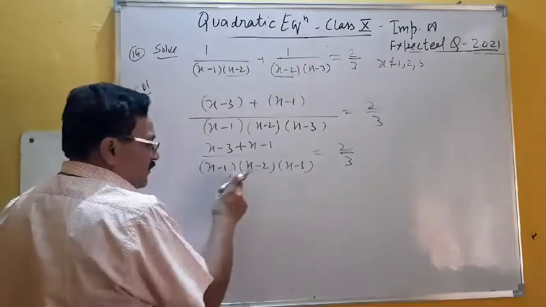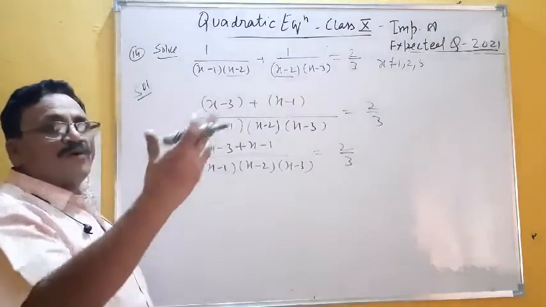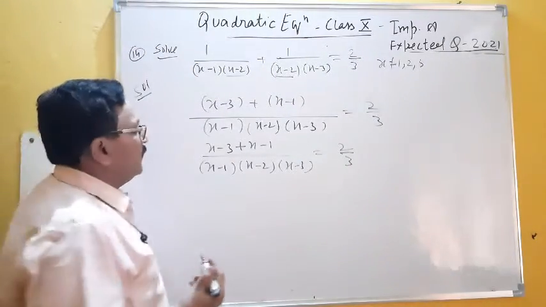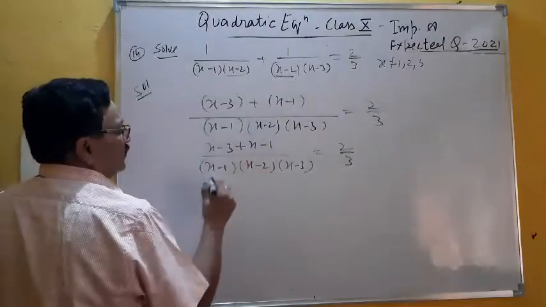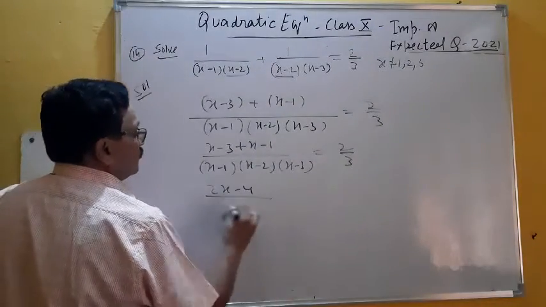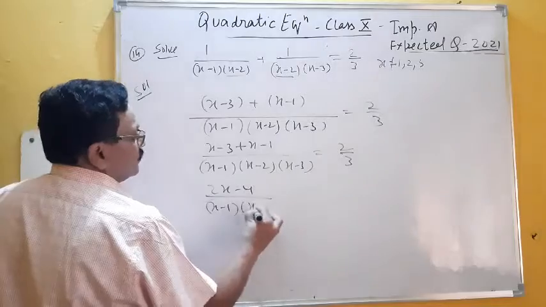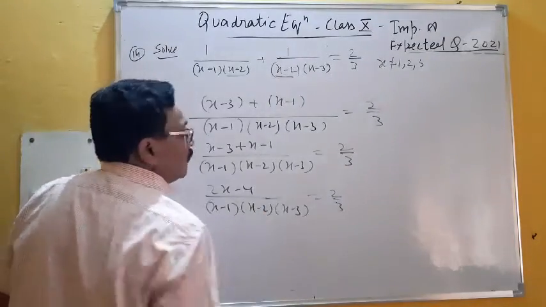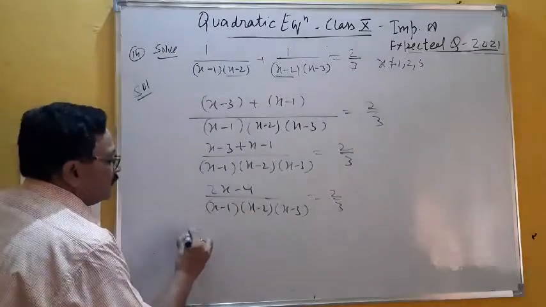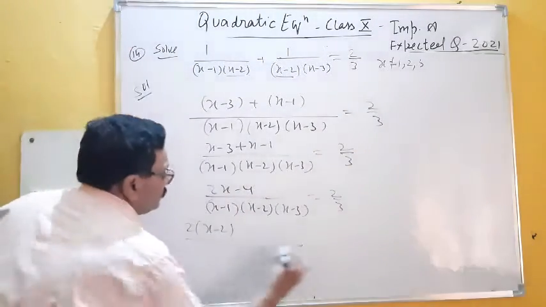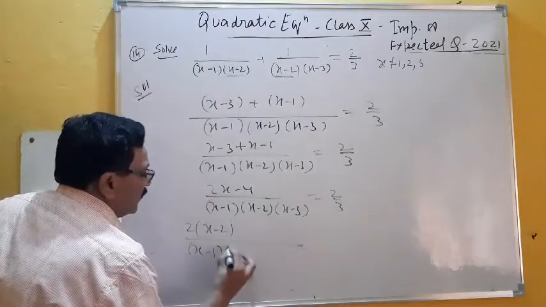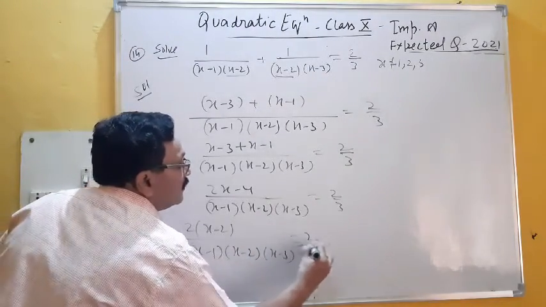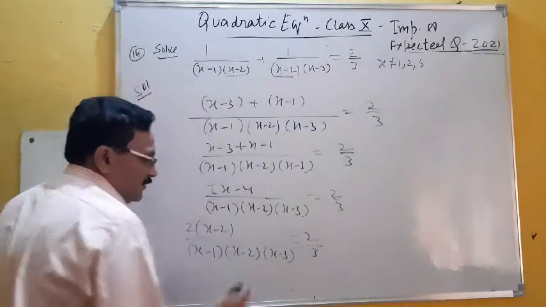Because if you multiply these three brackets, you get a cube form. But you cannot solve cube forms because you are following the quadratic formula. So now see what will happen. Here you get 2x minus 4 over x minus 1, x minus 2, x minus 3, equal to 2 upon 3. Here you take 2 common: 2 times x minus 2 over x minus 1, x minus 2, x minus 3, equal to 2 upon 3.